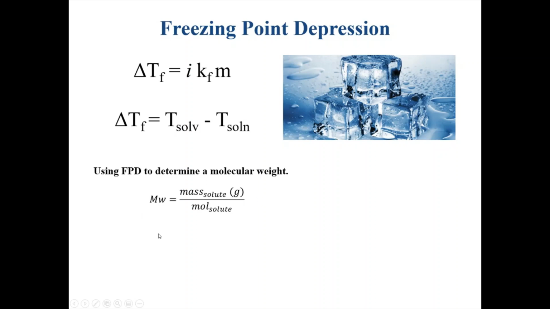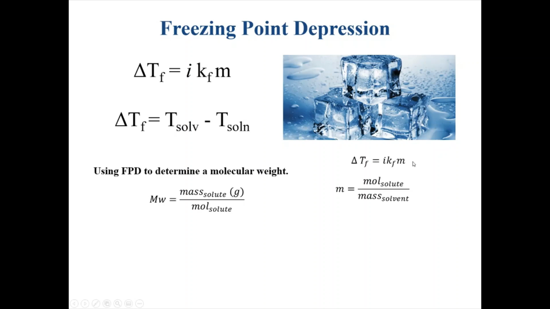So to get a molecular weight, we need two things. We need to have the mass of the solute, and we need to have the moles of the solute. So if we have those two things, we can get a molecular weight. Now, the other thing that we're going to do is experimentally, we're going to measure the freezing point of a pure liquid, and we're going to measure the freezing point of a solution, and that's going to allow us to get this delta T factor.